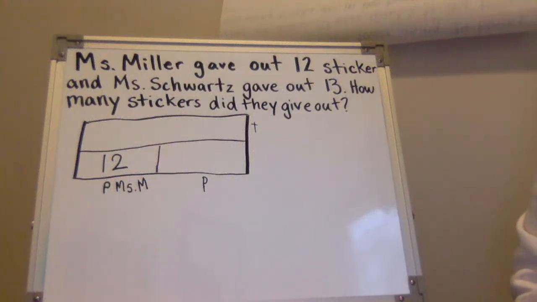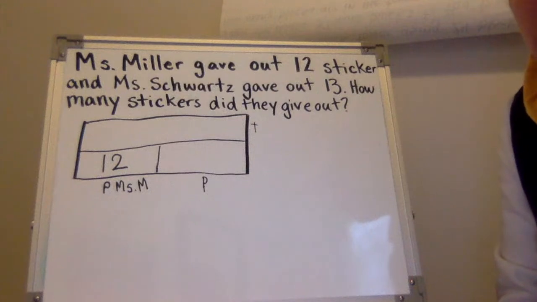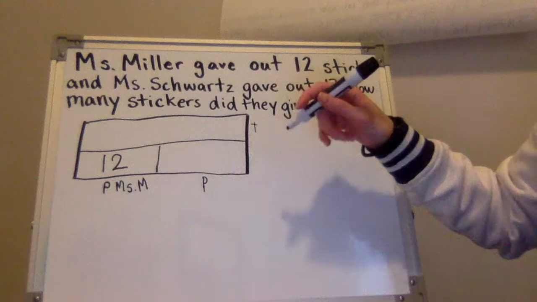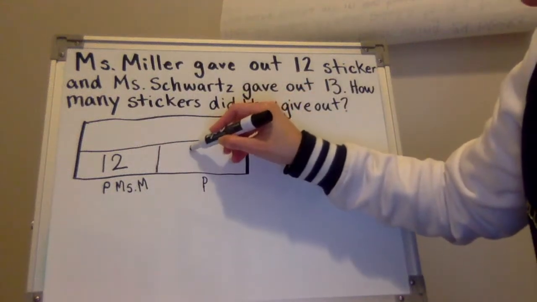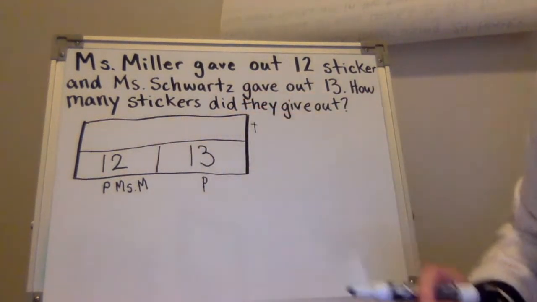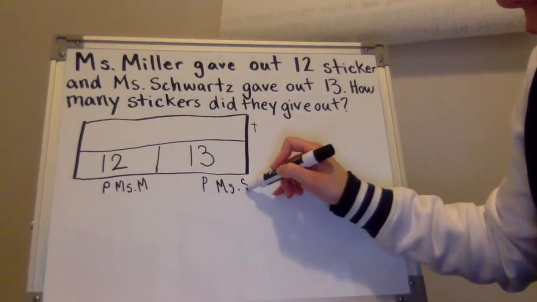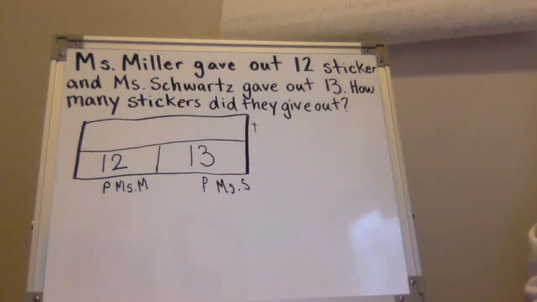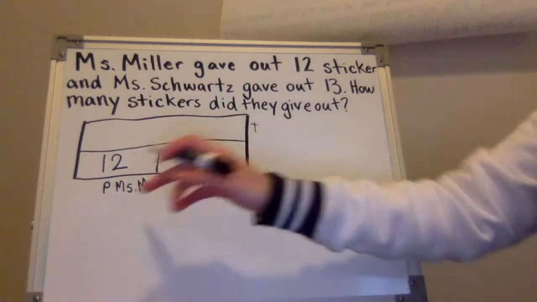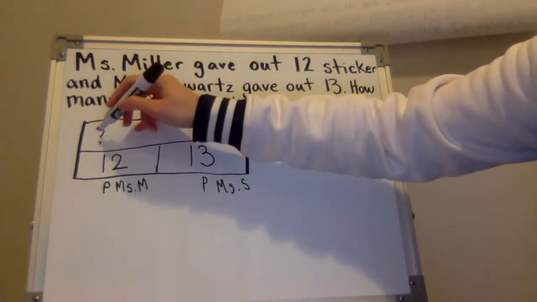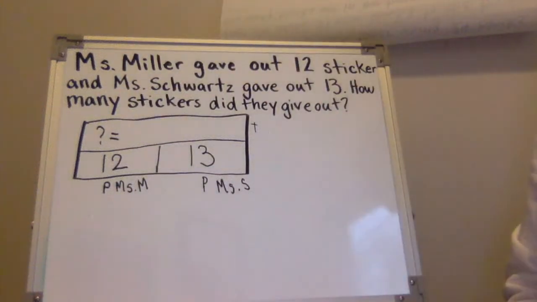All right. What's something else that we know from this story? I heard all those FAMU friends saying, Miss Schwartz gave out 13. That's true. Miss Schwartz gave out 13, and that's our other part. So I can go ahead and label this Miss S. All right. So it looks like if we have both parts, that means we need to figure out the total. Go ahead and write your question mark inside the total box because that tells us that we're looking for the total.